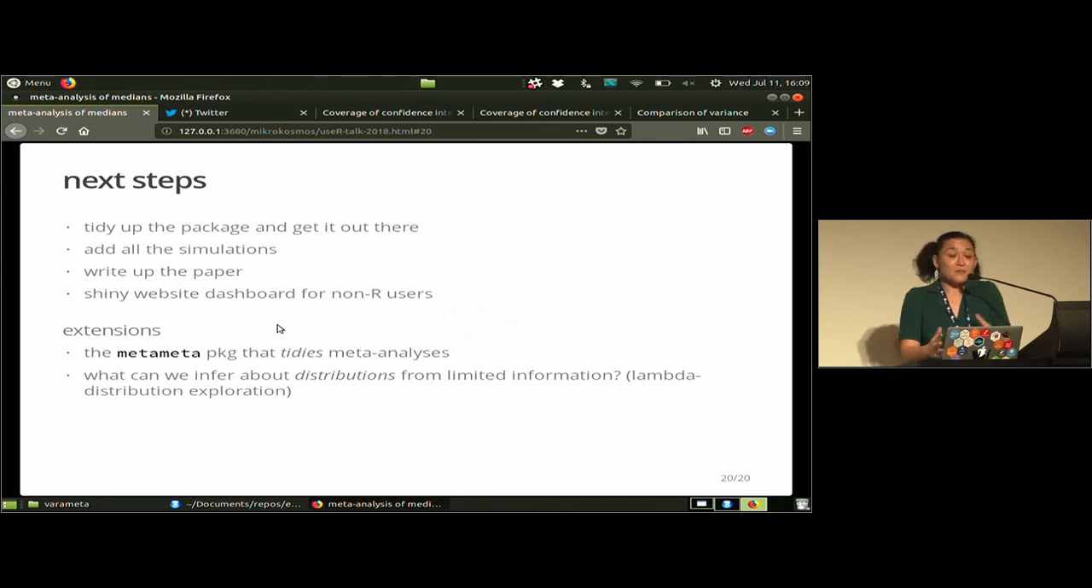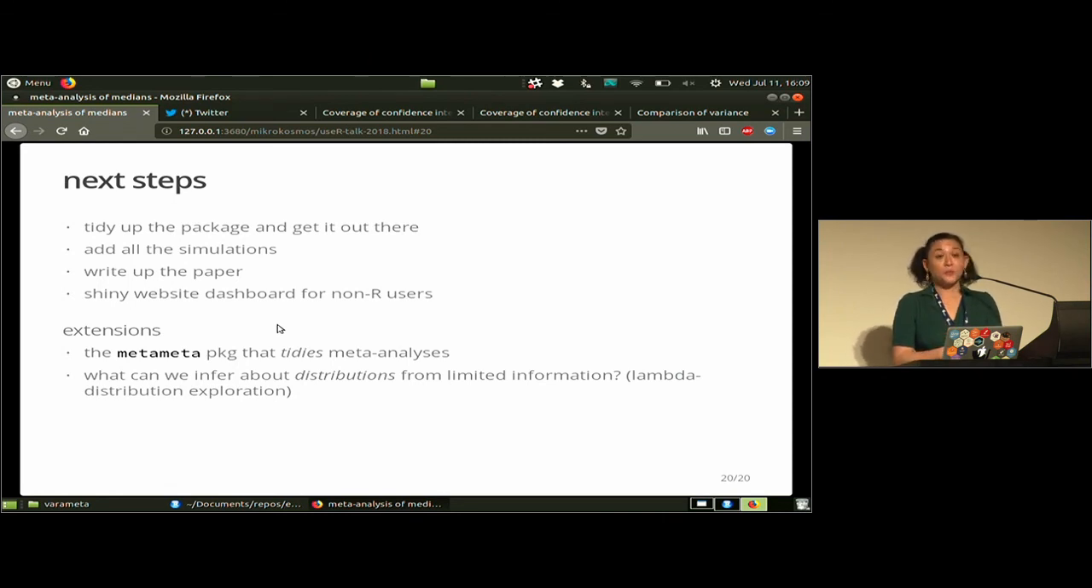My next steps are to tidy up this package, get it out there, and add in all the simulations I wrote to support it. I haven't actually proved it mathematically. I'd love to; I don't know why the density does such a good job of approximating it. That's an open question for me. I also want to finish up the paper, which is almost done, and make a nice, shiny dashboard for clinicians to access so they can meta-analyze their medians. Probably I'll also shift this into some kind of S3, which is going to be a learning curve for me, as an extension of the metafor package itself. So I'll have a chat to Wolfgang, who developed the metafor package, and see how I can integrate it.